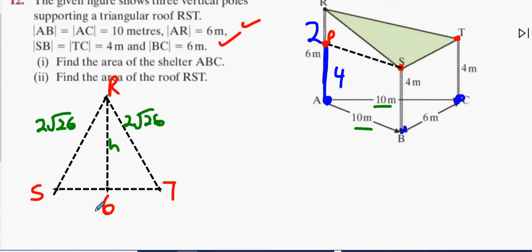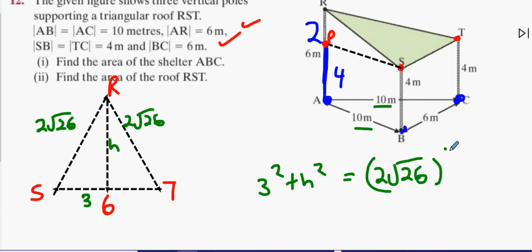So what we're going to say, 3 squared plus h squared equals 2 root 26 squared. And what happens when we multiply that out? What's 4 times 26? 104. And h equals square root of 95.